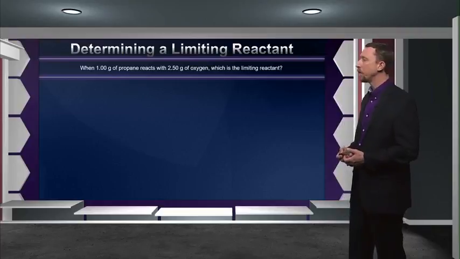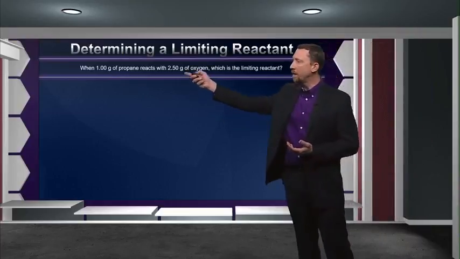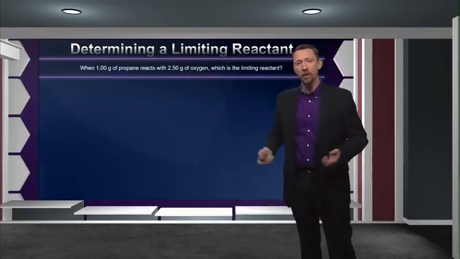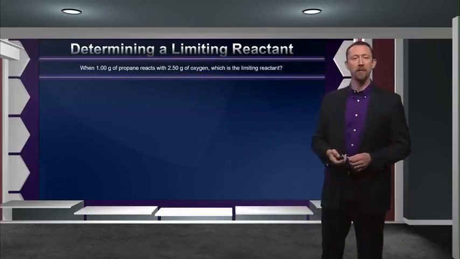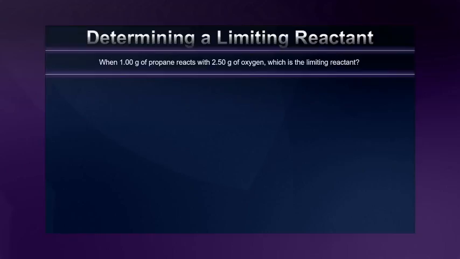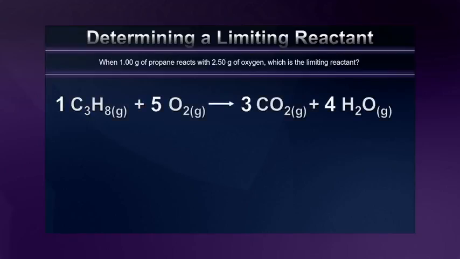Interesting question. How are we going to figure this out? I've given you information here in grams. These are quantities that we can measure in the laboratory. But the reaction is balanced in moles. So we've got to find a way to jump back and forth between these values we can measure in the lab and the values that the balanced reaction gives us. Well, here's how we go about that.